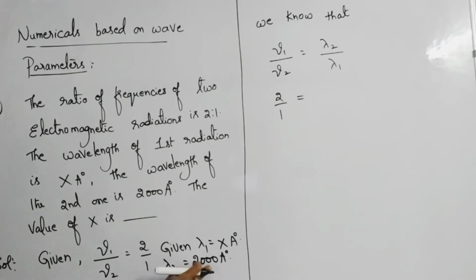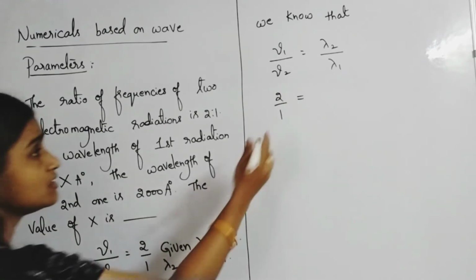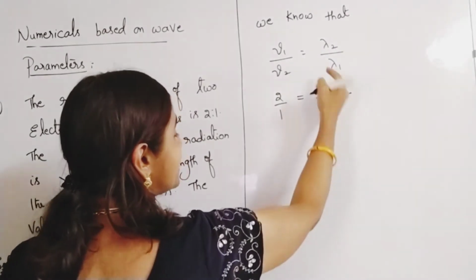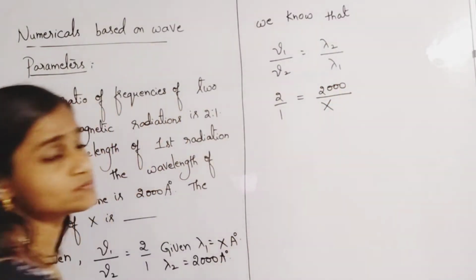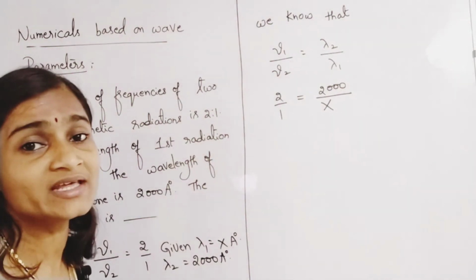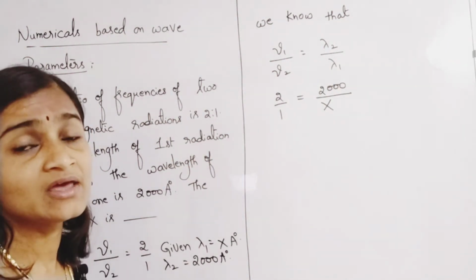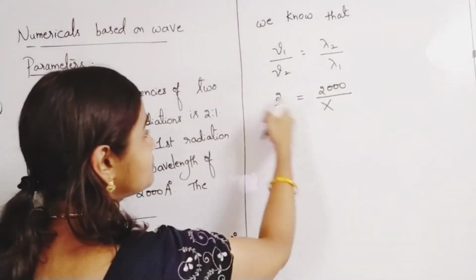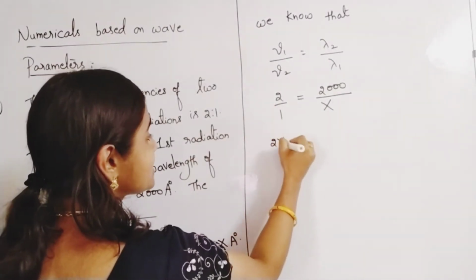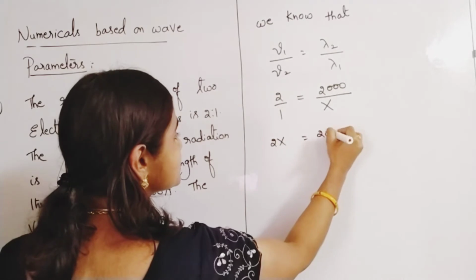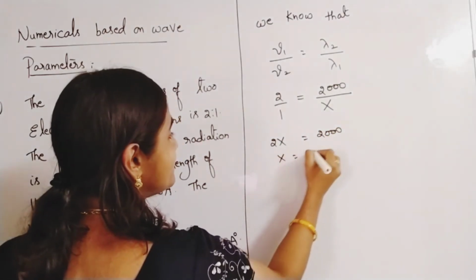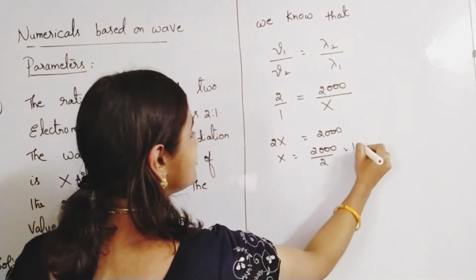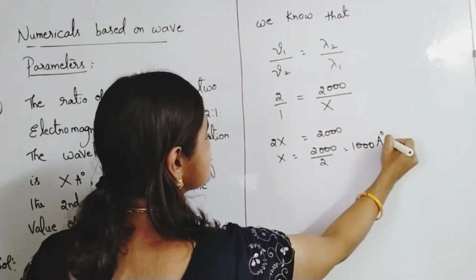Lambda 2 is given as 2000 angstroms and lambda 1 is X angstroms. Lambda 1 is not given to us; we have to find X. So now cross multiply: 2 into X is equal to 2000 into 1. So X will be 2000 by 2, which is equal to 1000 angstroms.